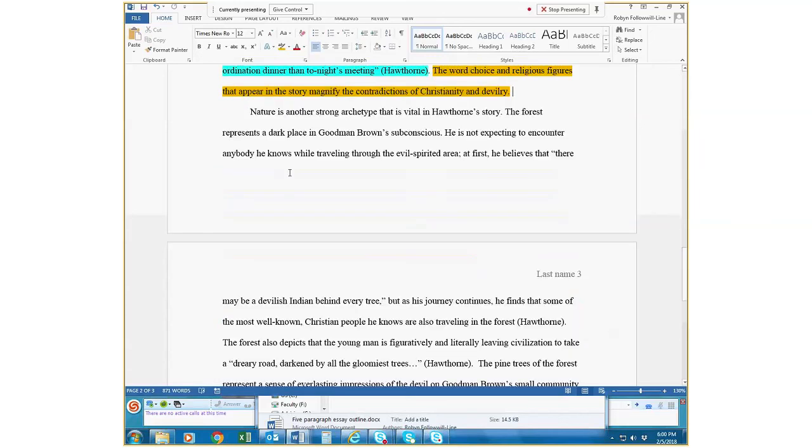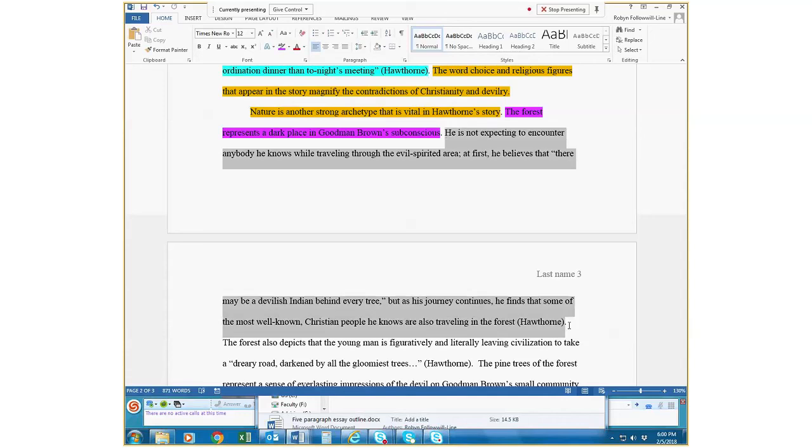Final body paragraph. Nature is another strong archetype that is vital in Hawthorne's story. The forest represents a dark place in Goodman Brown's subconscious. He's not expected to encounter anybody he knows while traveling through the evil-spirited area. At first, he believes that there may be a devilish Indian behind every tree. But as his journey continues, he finds that some of the most well-known Christian people he knows are also traveling in the forest.